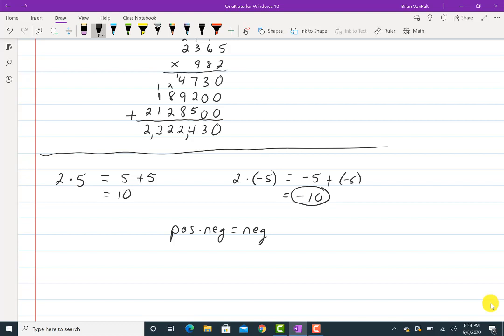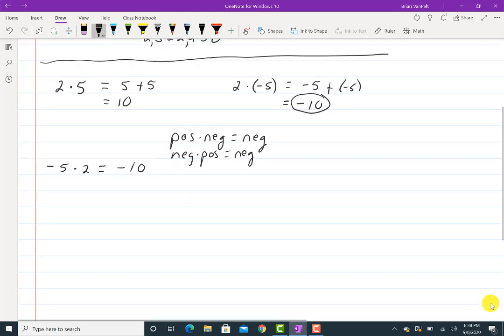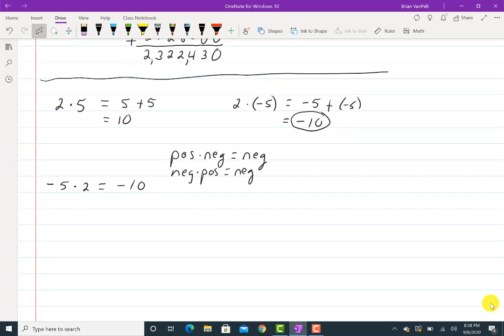And if I were to switch things, say if I were to do negative 5 times 2, you should know that you get exactly the same thing because when you multiply, the order doesn't matter. That's the commutative property that is responsible for that. So even if I had a negative times a positive, it's still going to be negative. So those are pretty simple ones. Most people remember those without much problem. There's some examples to illustrate this.